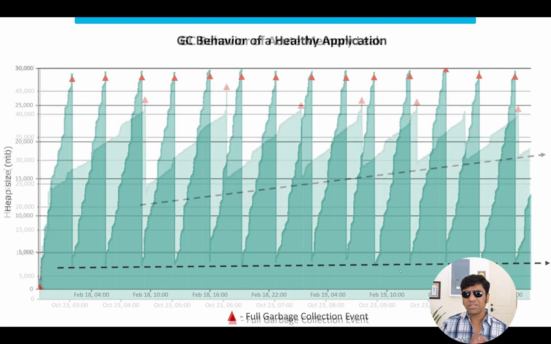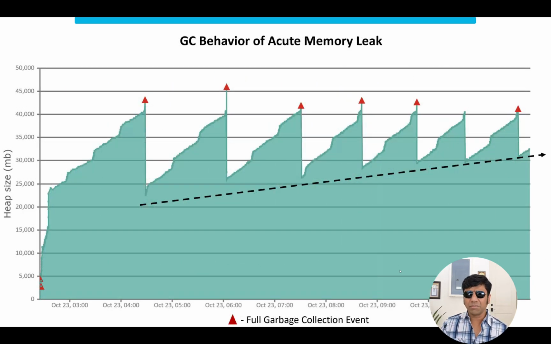Now, look at this, friends. This is the garbage collection behavior of an application which is suffering from an acute memory leak. You can see the request is coming, the memory is building up. Now, when a full garbage collection event ran, the memory dropped to kind of 22 gig, right? Look, as time is progressing, when this full garbage collection event ran, the memory did not drop to this 22 gig. If it had dropped to 22 gig, it should have dropped here. But now it is here. It is like kind of 31, 32 gig.